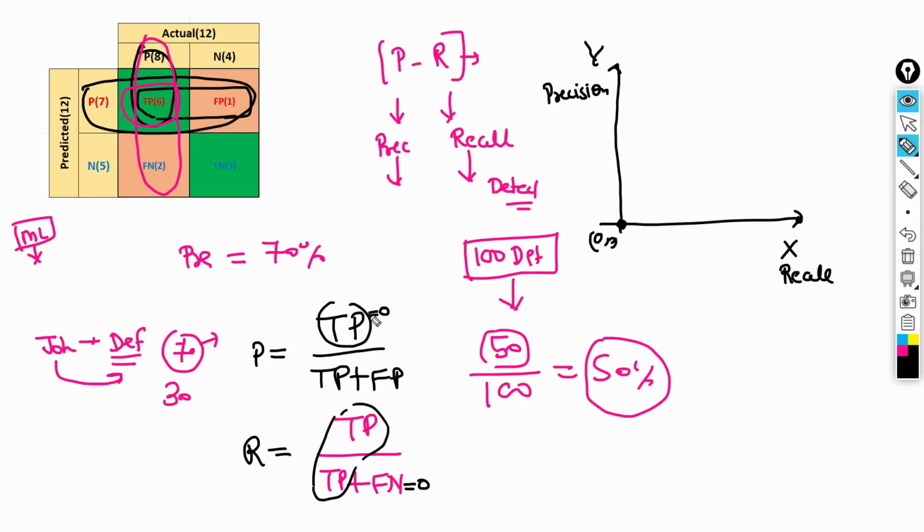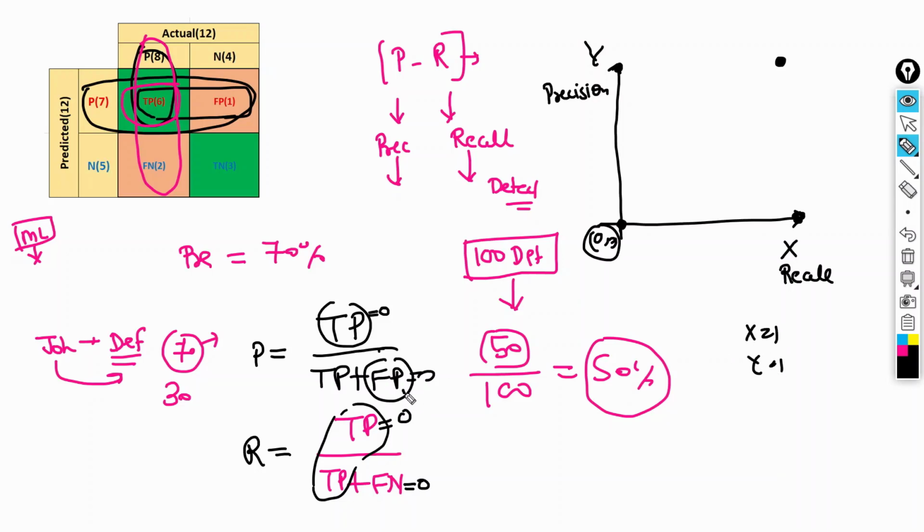Once TP is 0, it means precision and recall will both be 0 at this particular point. And at this point X is 1, which means recall is 1 and precision is 0. Could this be possible? No, I think this is not possible. We cannot divide when FP is 0, then this will be infinite. So this would not be possible. This also would not be possible. One case would be possible when X is equal to 1 and Y is equal to 1.